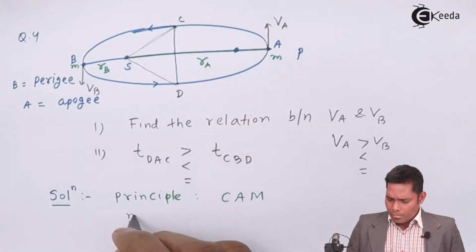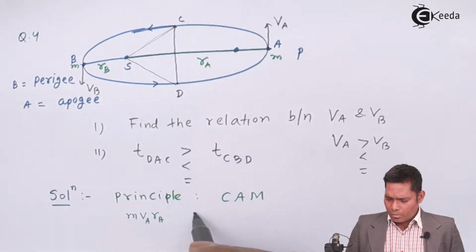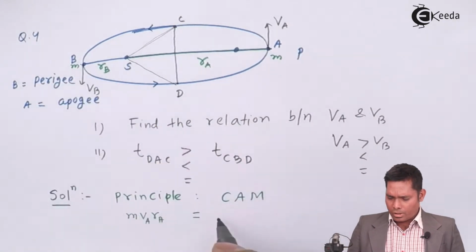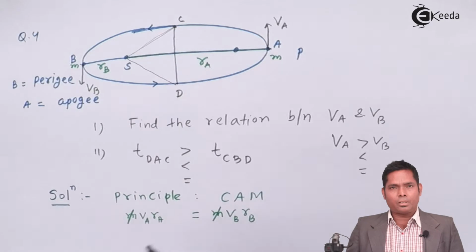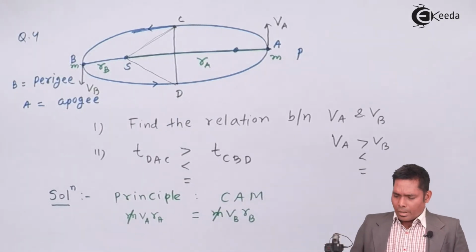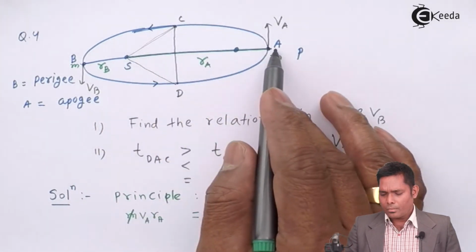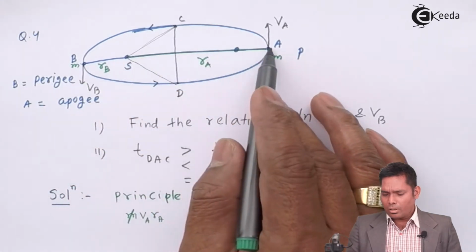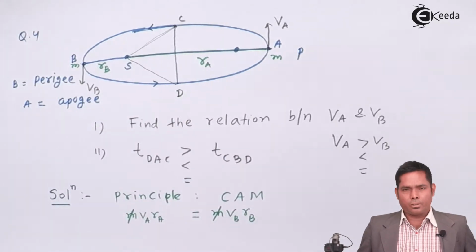So m VA RA for this position is equal to, for this position, m VB RB. m is the mass of the planet, being the same at all positions, so I'll cancel that. This distance is clearly greater than this distance because this is the apogee and this is the perigee. Perigee is a smaller distance from the sun.